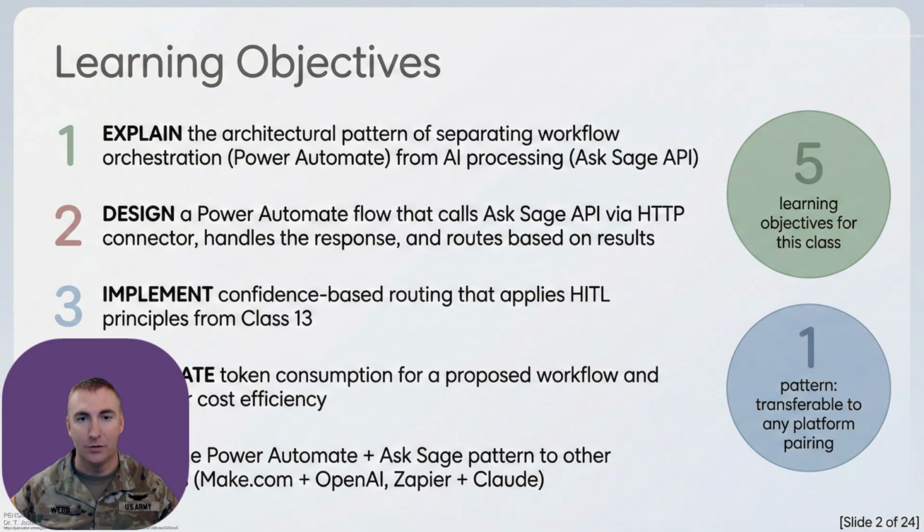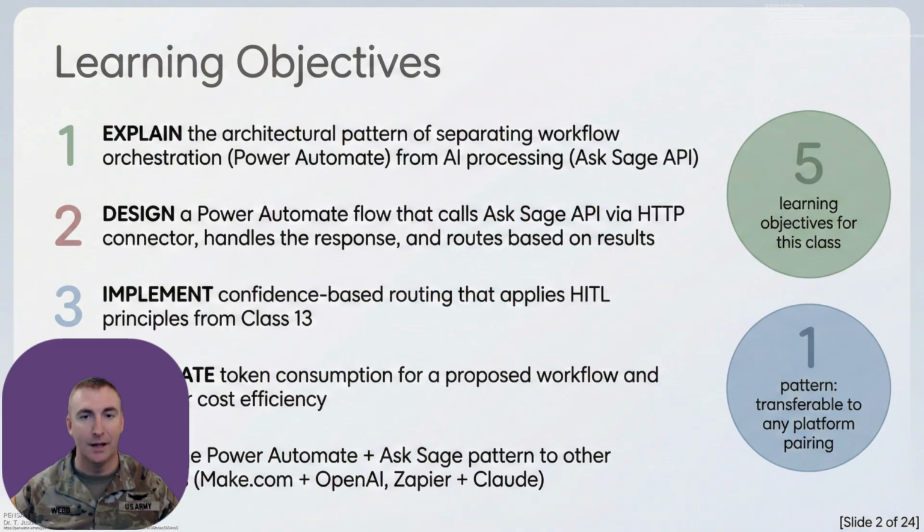5 objectives. Each one builds on Module 4. Explain the separation of workflow orchestration from AI processing. Design a flow that calls Ask Sage via HTTP connector. Implement confidence-based routing straight from Class 13. Calculate token consumption and design for cost efficiency. And adapt this entire pattern to Make.com, Zapier, N8N, or any other platform pairing.